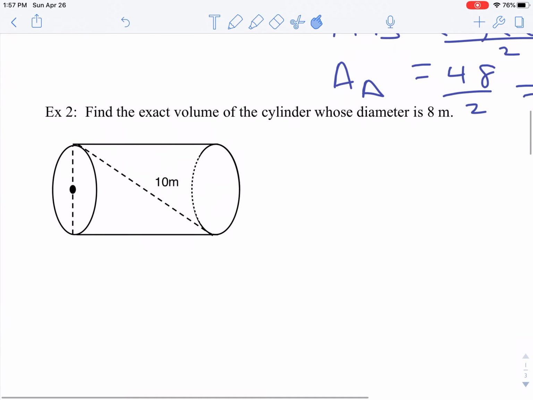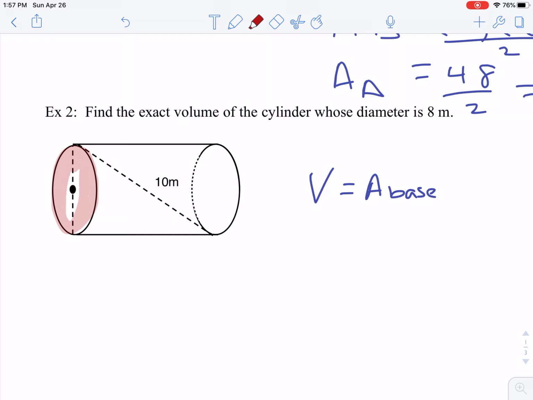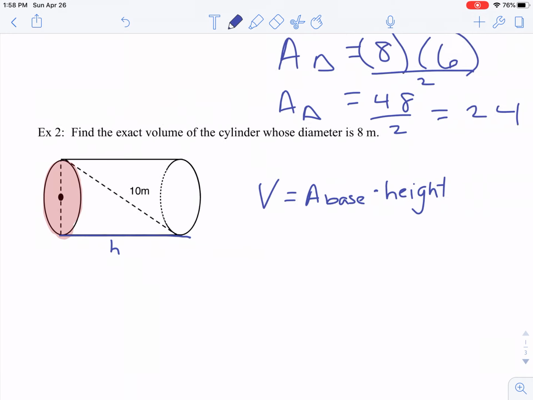All right, so let's take a look here. We want to find the exact volume of the cylinder. So again, our volume is going to be the area of the base. What shape is that going to be? Well, the base in this cylinder, in any cylinder, is a circle. So we're really talking about the area of the circle times the height of the cylinder. And remember that the height of the cylinder is always going to be the distance from base to base.